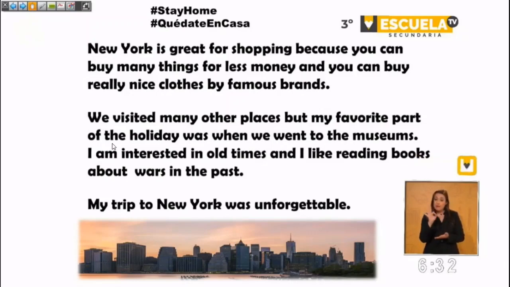We visited many other places, but my favorite part of the holiday was when we went to the museums. I am interested in all times, and I like reading books about wars in the past. My trip to New York was unforgettable. What's unforgettable? Unforgettable means something that will be part of your memory forever, something that you will remember forever.